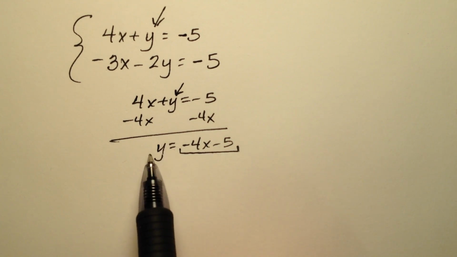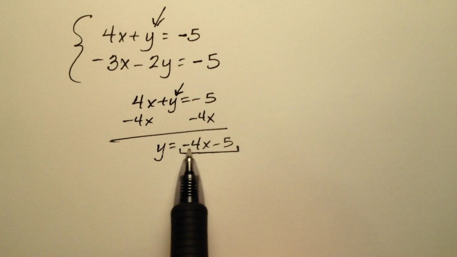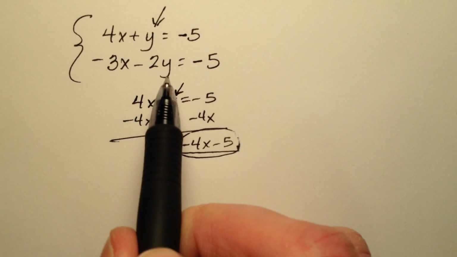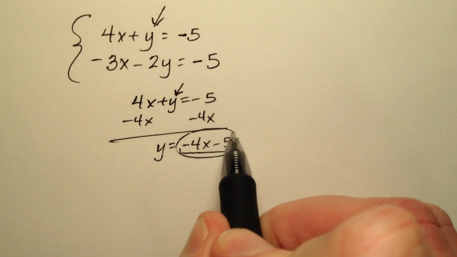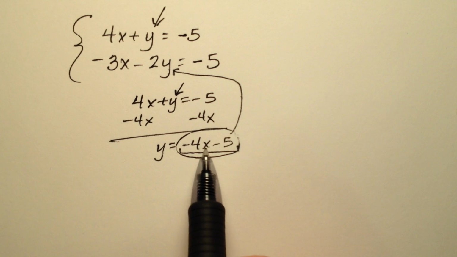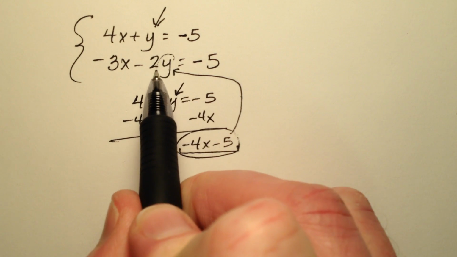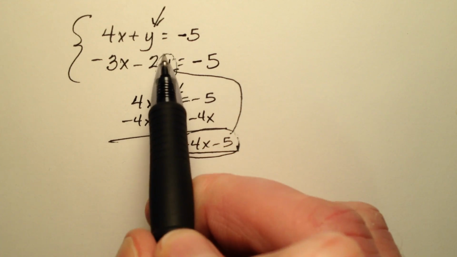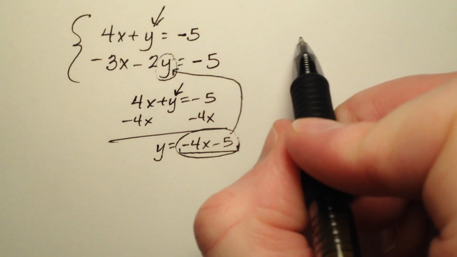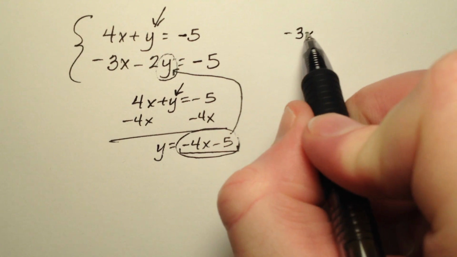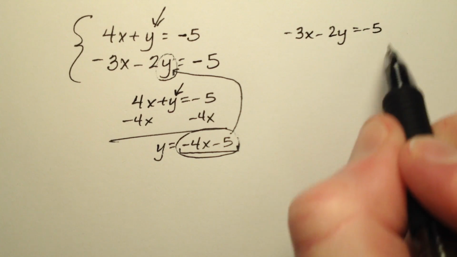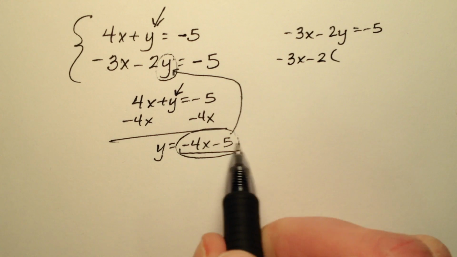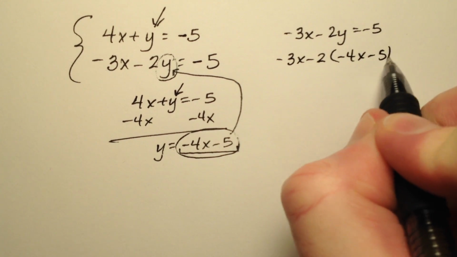So whenever I see a y, I could substitute in -4x minus 5 in its place, which I'm going to do to the y of the other equation. So I'm going to go ahead and drop this -4x minus 5 into this y, but in the other equation. And in that manner, we're going to combine these two equations together. So what that looks like is -3x minus 2y equals -5. And we're going to substitute in for y this expression, -4x minus 5.